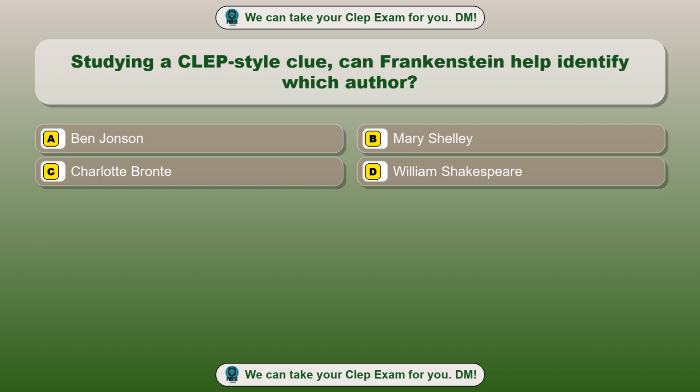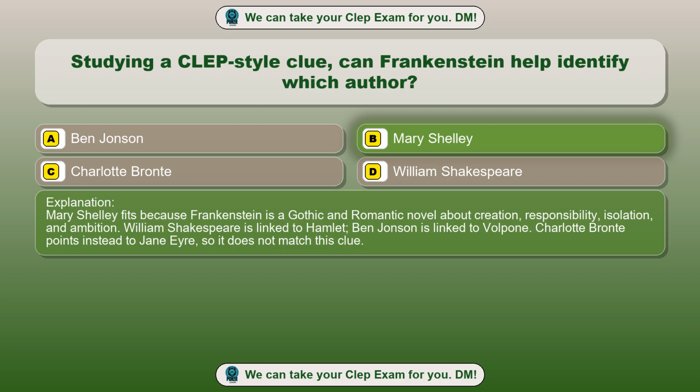Question 58. Studying a CLEP-style clue, can Frankenstein help identify which author? Option A, Ben Jonson. Option B, Mary Shelley. Option C, Charlotte Bronte. Option D, William Shakespeare. The correct answer is option B, Mary Shelley. Mary Shelley fits because Frankenstein is a Gothic and romantic novel about creation, responsibility, isolation, and ambition. William Shakespeare is linked to Hamlet. Ben Jonson is linked to Volpone. Charlotte Bronte points instead to Jane Eyre, so it does not match this clue.